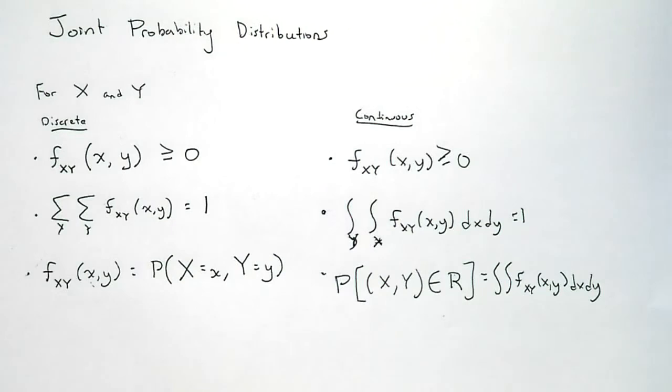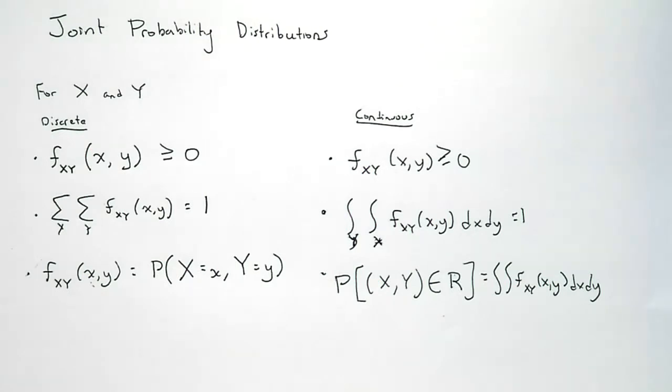Like I mentioned, we're not going to be doing too much with continuous variables. I prefer to deal with discrete, although continuous are definitely more fun from a math perspective, but I do want you to focus on statistics. But yeah, those are the properties of joint probability distributions.